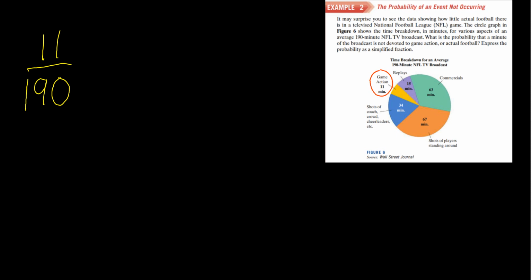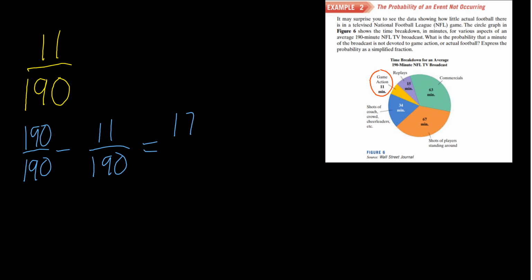Well, it's just going to be 1 minus 11 over 190. Or again, just to make the arithmetic easier to look at, if I rewrite 1 as a fraction, we could do it like this, and then it makes it easy. 190 minus 11 is 179. So 179 over 190. Right, so the probability that a minute of broadcast is not devoted to game action is 179 over 190.